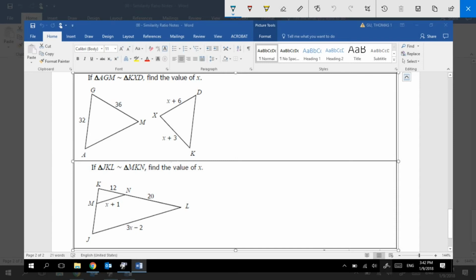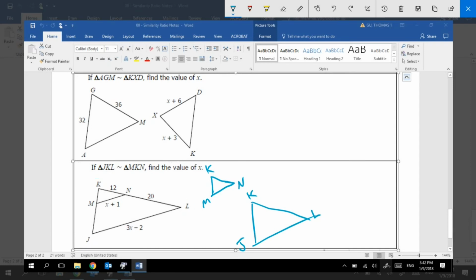All right, so triangle JKL is similar to triangle MKN. But wait a second. Those triangles are stacked on top of each other. I can't even see them separately. Well, then let's draw two triangles to help us see it. We've got triangle MKN. That's the smaller one. And look right here, MKN. And then we've got the bigger triangle, which is going to look like this. JKL. And you see I got that from here, here, and here.